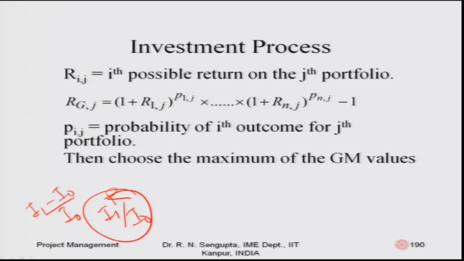So, based on that I can find out the return on the geometric means concept for the projects and then rank them accordingly. This p suffix i, j is the probability of the ith income for the jth portfolio. Then choose the maximum value for the geometric mean values and rank them accordingly.